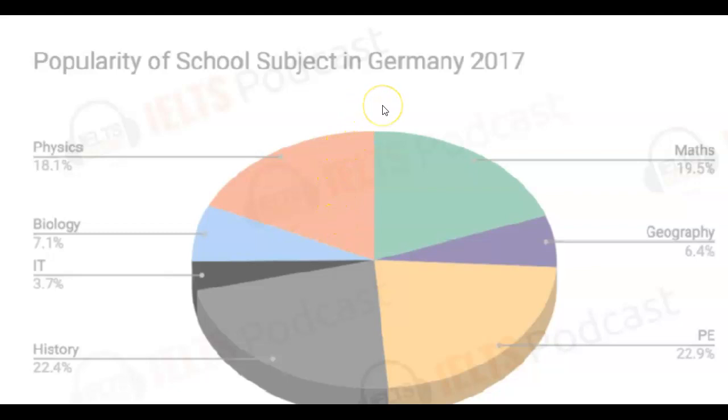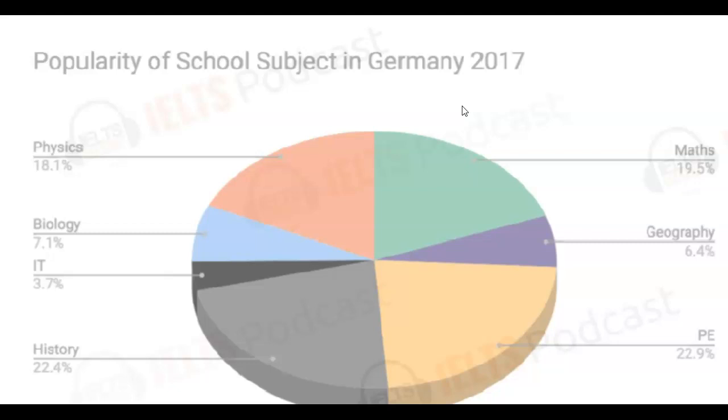that the 4 most popular subjects, PE, history, maths, and physics, accounted for the greatest proportion of the pie chart at roughly 80%, or the 4 most popular subjects accounted for roughly 80% of all school subjects in Germany. More specifically, PE was the highest at 22.9%. The second highest was history with 0.5% less. The third and fourth most popular were slightly below 20%, with maths at 19.5% and physics at just above 18%.